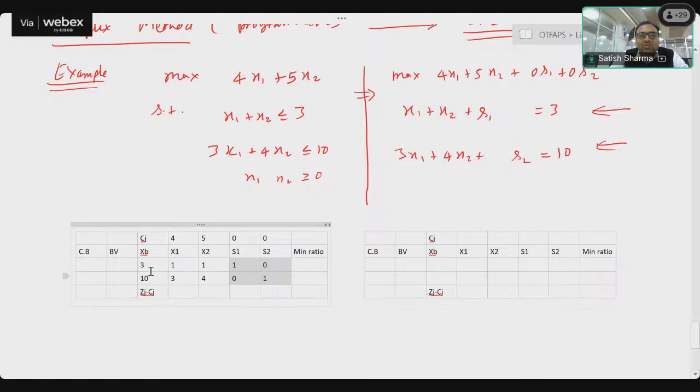And we can assume that s1 equals 3 and s2 equals 10. So s1 is assumed equal to 3, s2 is assumed equal to 10, and x1 and x2 are initially assumed equal to 0. So we have assumed s1 and s2 as my basic variables. I have placed them here in BV, basic variable. The values of these basic variables will be 3 and 10, and all the other values will be 0.